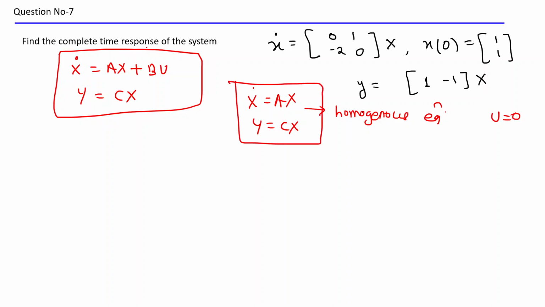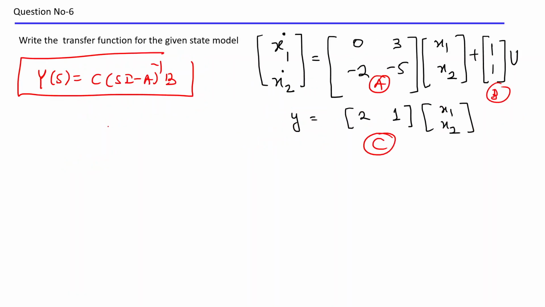How to find out the complete time response? The complete time response formula is there. Remember how to find out the complete time response. You have to find out x of t. Because from the last question we were finding out the transfer function. Transfer function means we are finding out output Y of s divided by input, and input is U of s.